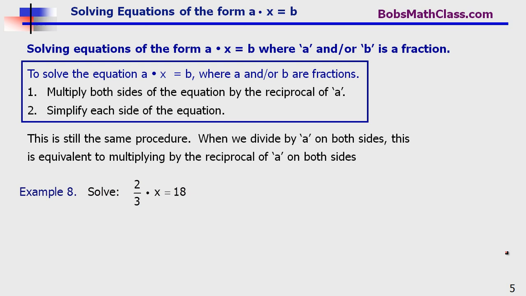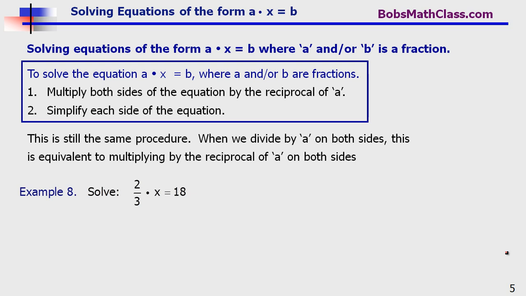Okay, and I wrote another. This is really the same procedure. When you divide by a on both sides, remember dividing by a number, that's the same as multiplying by its reciprocal. So when we divide by a on both sides, this is equivalent to multiplying by the reciprocal of a on both sides.